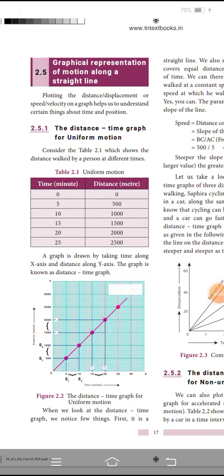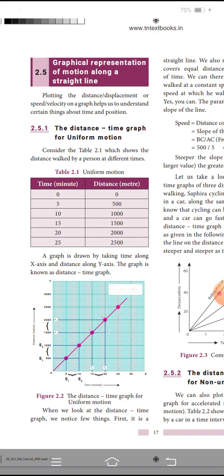Next topic, 2.5: graphical representation of motion along a straight line. Plotting the distance or displacement or speed or velocity on a graph helps us to understand certain things about time and position. In a graph, we are going to plot the distance and speed. So this will help us to understand about the time and position.